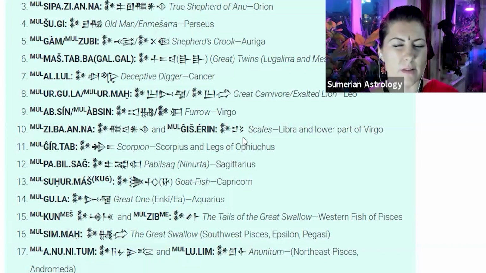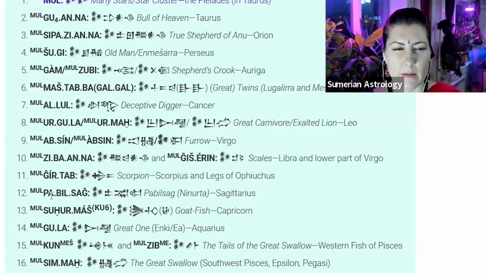Mul Nish Erin is another Akkadianism. Nish means tree or wood. Erin means people or person. But really, we're just rendering this again as scales. We've seen it rendered as balance, but Zibanitu is literally scales, and that is Libra in the lower portion of Virgo.